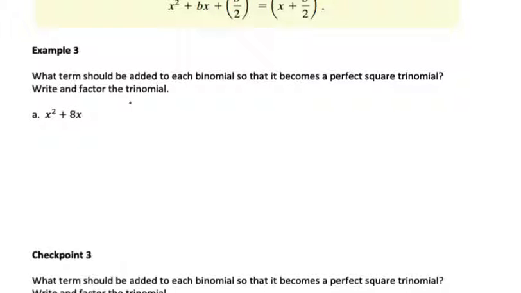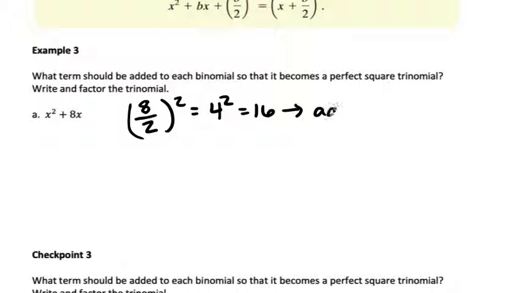So to calculate what terms should be added, we do b divided by 2 squared. And in this case, my b is 8. So 8 divided by 2 is 4, and 4 squared is 16. So that means we're going to add 16. So when I do that, what I get is something that is easily factored. So how do I factor x squared plus 8x plus 16?